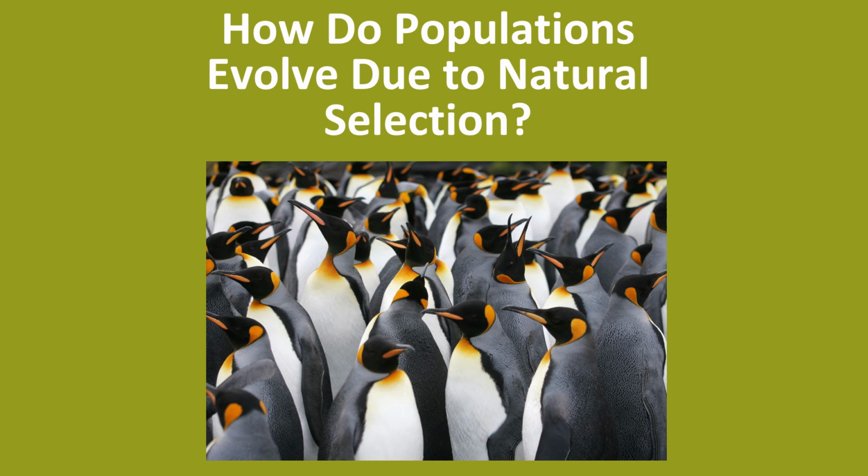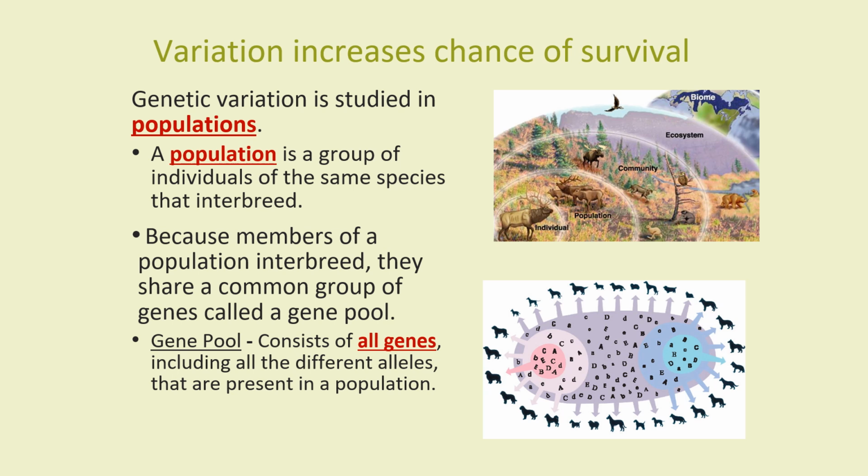How do populations evolve due to natural selection? Variation increases the chance of survival. That's the biggest thing about evolution: being able to survive and pass on those traits to future generations. So genetic variation is studied in populations, and the word population is defined as a group of individuals of the same species that interbreed. Because members of a population interbreed, they share a common group of genes called a gene pool. That's all of the possible alleles that can be shared among a population.